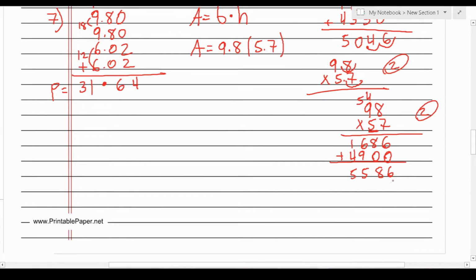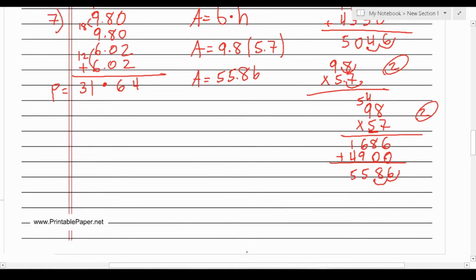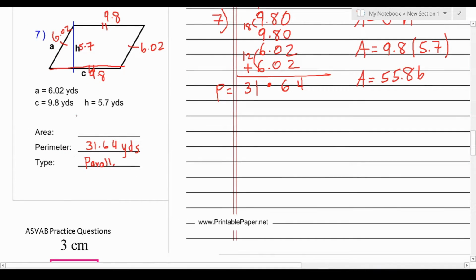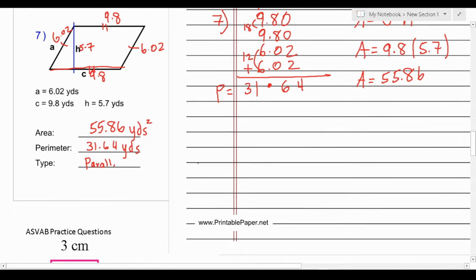Bring your 2 decimals back to the left. So we can see the area of this parallelogram is going to be 55.86. And of course, that's going to be yards squared.